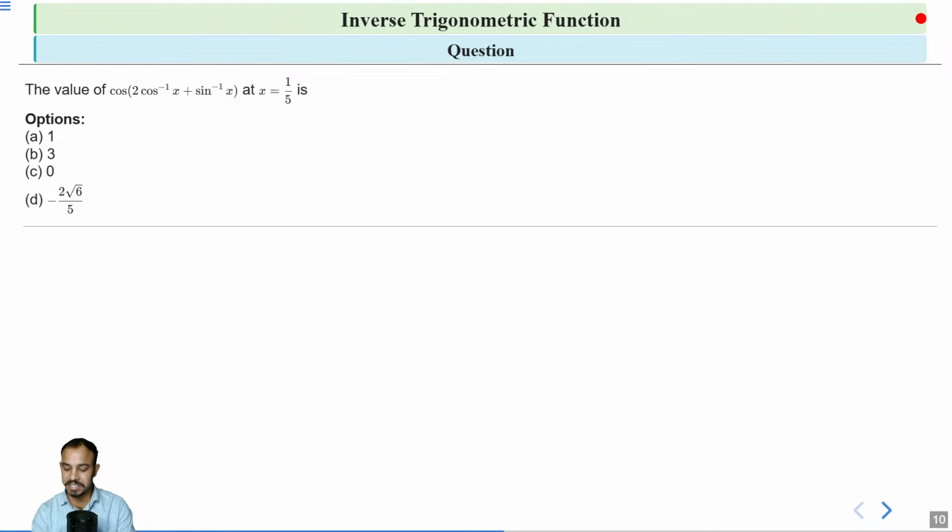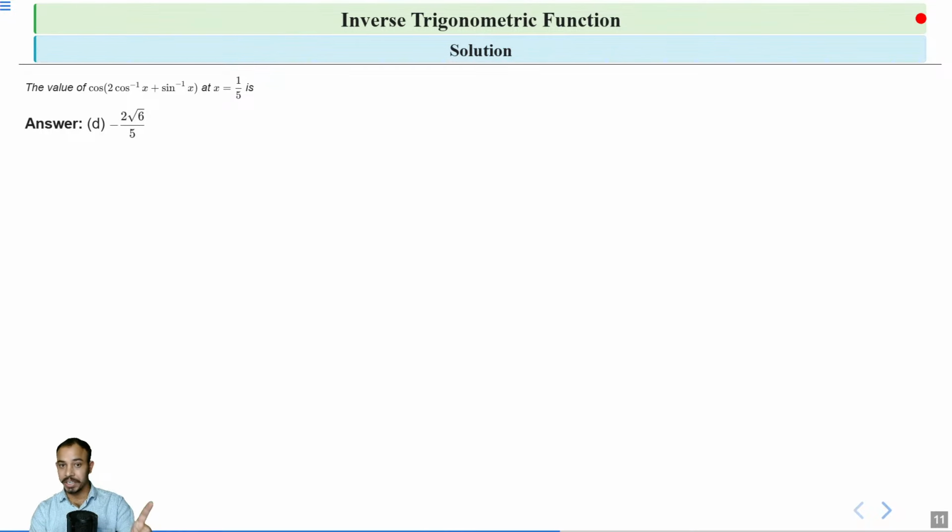Okay, good. Now let's check which option is correct. Yes, the correct answer is option D. So everyone match with your answer. Then see here the formula and key points used. So cos of pi minus x is equal to minus cos x. And you know cos of cos inverse x is equal to x when x belongs to the closed interval minus 1 comma 1.